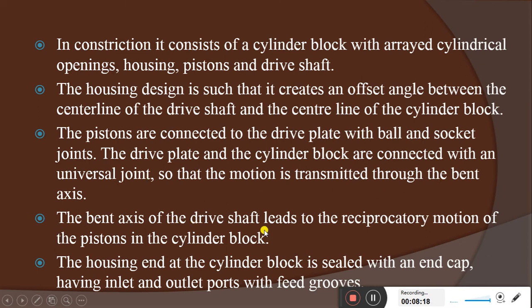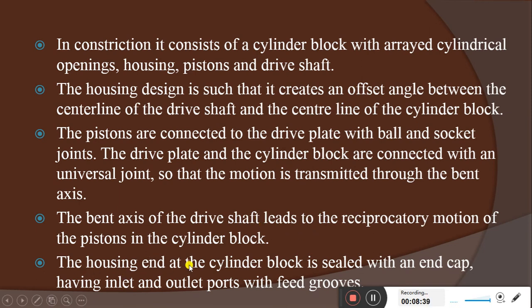The bent axis of the drive shaft leads to the reciprocating motion of the piston in the cylinder. As in the swash plate, this is what makes the operation happen, that is, the reciprocating motion. Here, the driving shaft has a bent plate that gives the reciprocating motion to the pistons.